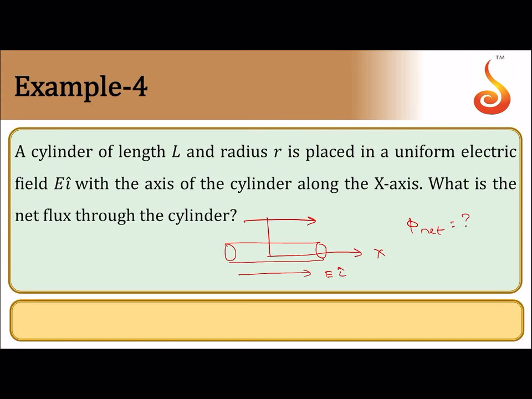Okay, I'll give you 2 minutes. You all try it. If you were able to pay any attention to what I taught you all so far, you should be able to solve this very easily. Not very difficult. Just take a minute and you should get the answer. What is the net flux through the cylinder? Flux entering is negative, flux leaving is positive. Keep that in mind and find the net flux.